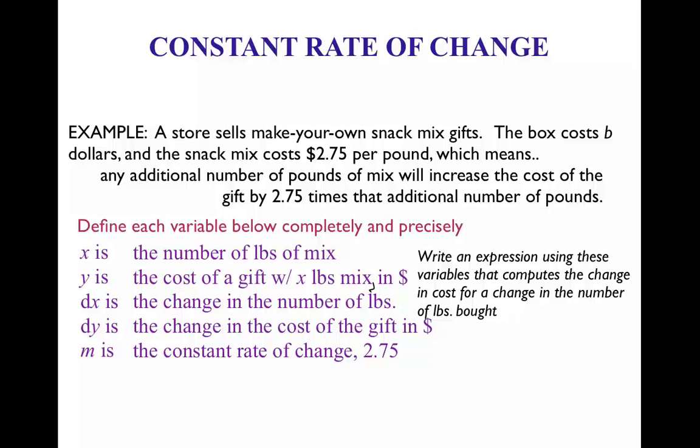So write an expression using these variables that computes the change in cost for a change in number of pounds bought. Go. Write an expression using these variables, some or all of them, that computes the change in cost for a change in the number of pounds bought. Go. It's actually an equation, okay?